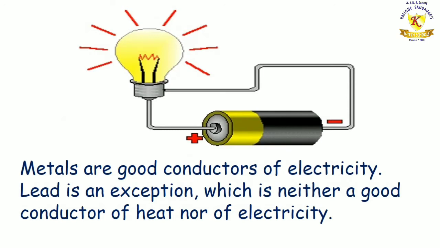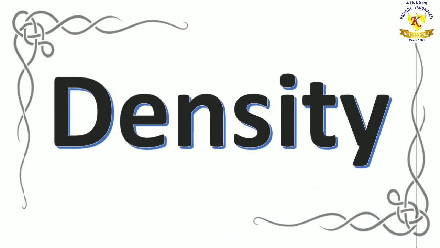Metals are good conductors of electricity, but lead is an exception, which is neither a good conductor of heat nor of electricity. It means lead does not allow heat or electricity to pass through it. So, lead is a bad conductor of heat and also of electricity. The next property we have is density.